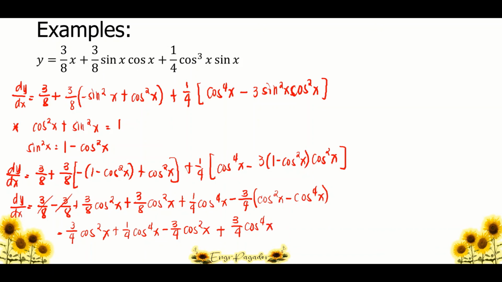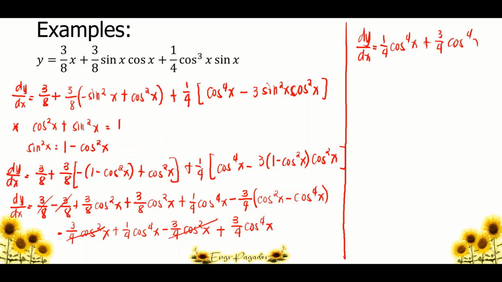Okay? So, for further simplification, we can see that 3/4 cosine squared x is the same as this one but with opposite operation. So, we can cancel it. And we will be left with 1/4 cosine raised to 4x plus 3/4 cosine raised to 4x. And of course, they have the same variable, which means we can combine them. So, our dy over dx is left with 1/4 cosine raised to 4x plus 3 over 4 cosine raised to 4x.